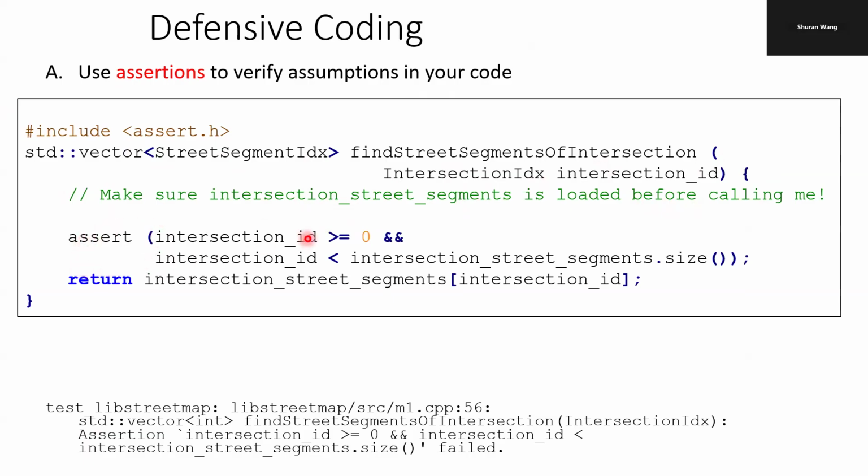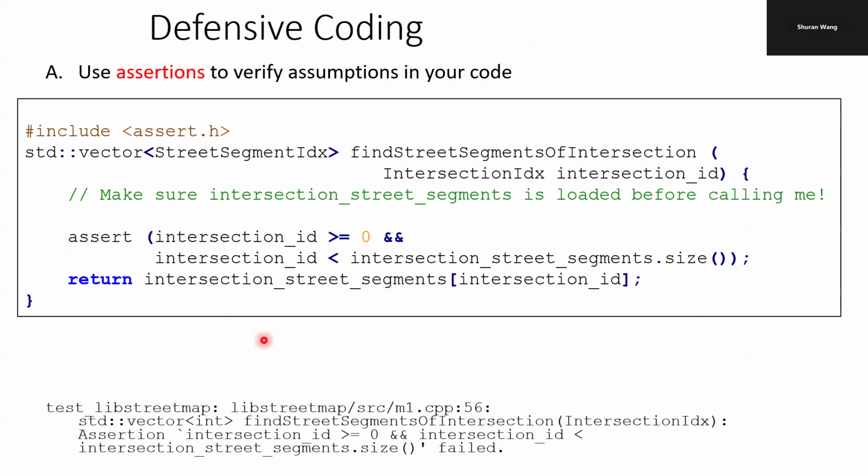by doing an assert. Assert the intersection ID is greater than or equal to 0, and it's less than intersection street segments dot size. This is our assumption, and we want to verify it. And without this, if you get an invalid intersection ID, your program will likely still access that piece of data. And it will either segfault in a later stage, or it will give you garbage data. And that's not what you want.